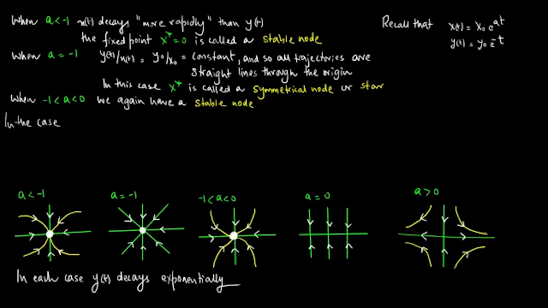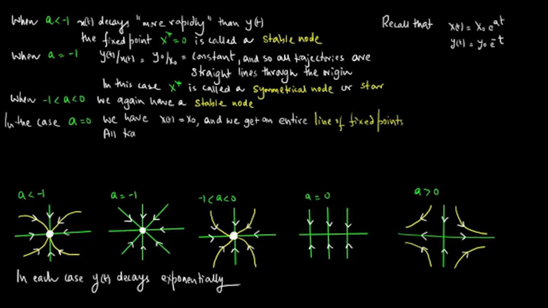In the case of a equal to 0, we have x of t is equal to x naught, and we get an entire line of fixed points. All trajectories approach these fixed points along vertical lines.